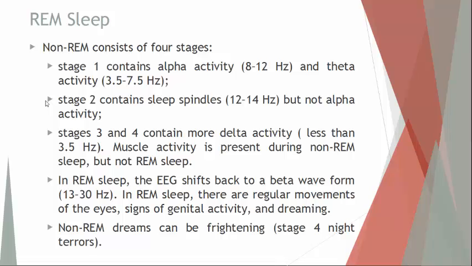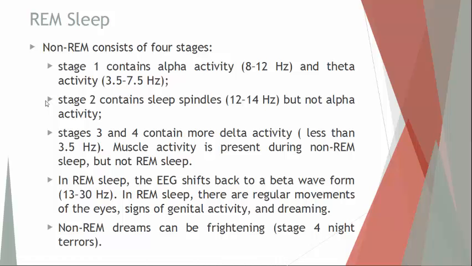Also, a key difference between REM and non-REM sleep: muscle activity is present during non-REM sleep, but not when you have REM sleep. REM is rapid eye movement. Obviously, your eyes will be able to move because they are moving rapidly, hence the name rapid eye movement sleep. But the rest of your skeletal muscles are basically paralyzed. There really is no muscle movement available when you're in REM sleep.